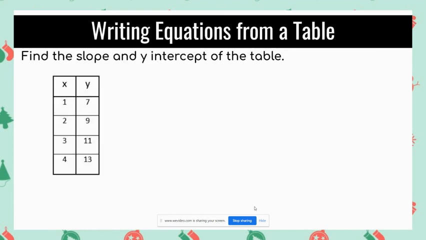Alrighty. Finding slope and y-intercept of the table, and then we're going to write the equation. To go from 7 to 9, I add 2. To go from 1 to 2, I add 1. So my slope is 2 over 1, change in y over change in x, which is just 2.